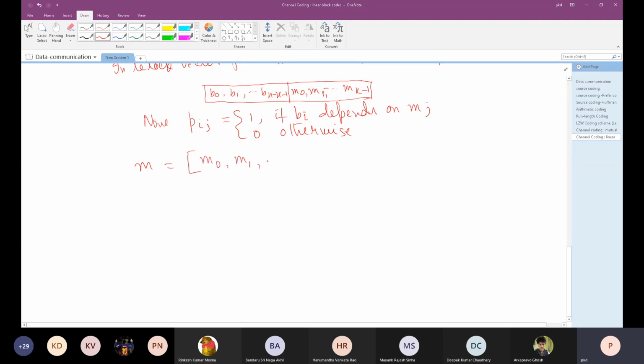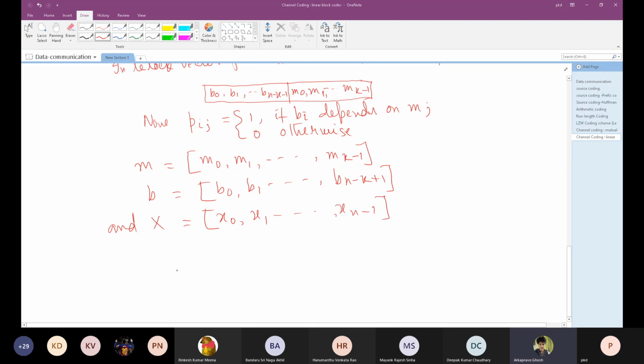m is m0, m1, up to m(k minus 1). b is b0, b1, up to b(n minus k minus 1), and x equal to x0, x1, up to x(n minus 1). Is it going to be n minus k minus 1? Yeah, it's just starting from 0.